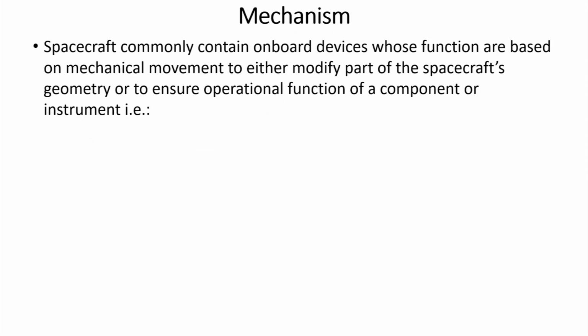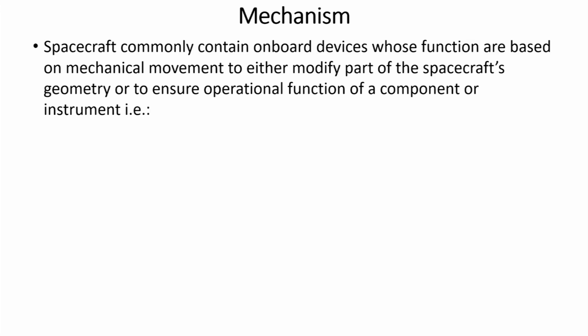As I already told, the spacecraft commonly contains onboard devices whose functions are based on mechanical movement, either to modify part of the spacecraft's geometry or to ensure some operational function of a component or an instrument. Like in a camera, which may need to do scanning, or a radar where the antenna should be a rotating antenna. So, what are the movements? It can be slide, roll, rotation, or separation, like injecting a satellite into the orbit where separation is needed.